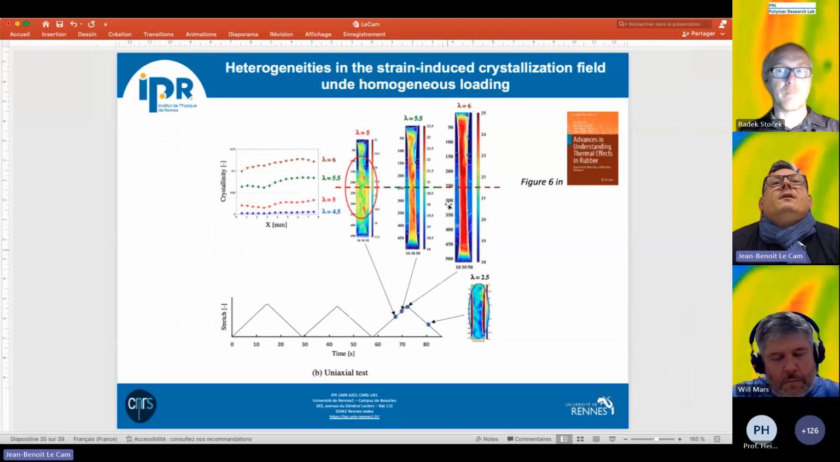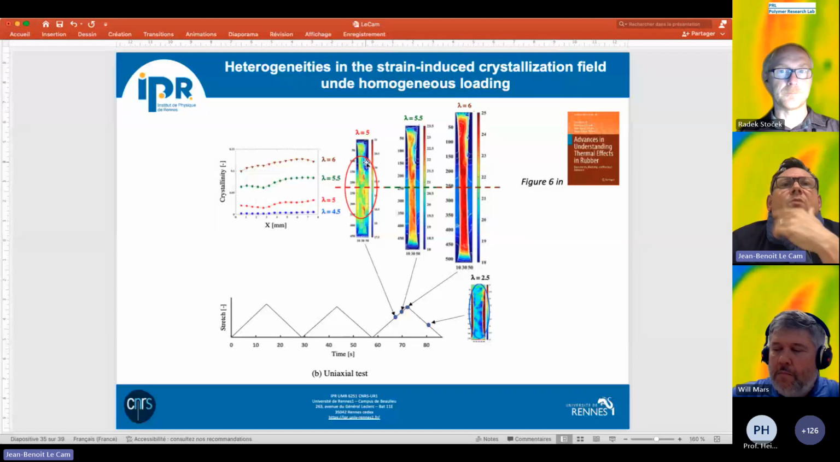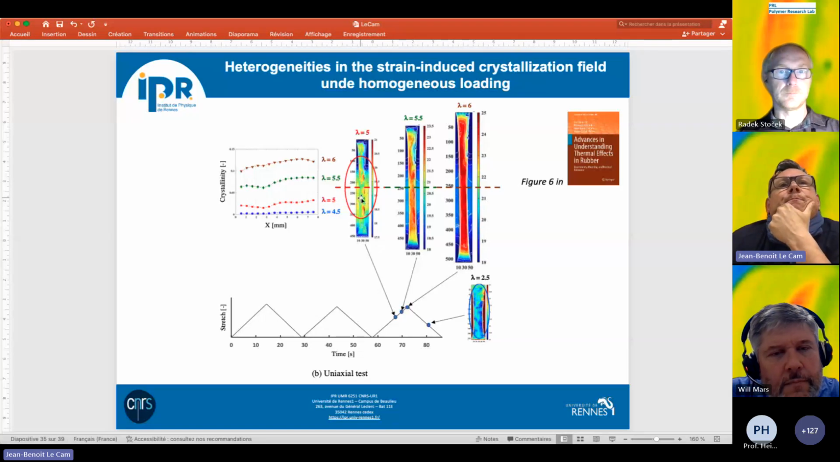To finish this presentation, I would like to show you the same calorimetric approach and the determination of the strain-induced crystallinity for several materials and several specimen geometries, but I will just show you one here. And we found that under homogeneous mechanical loading, we can have a heterogeneous crystallinity field.